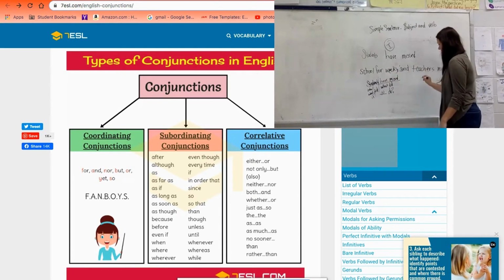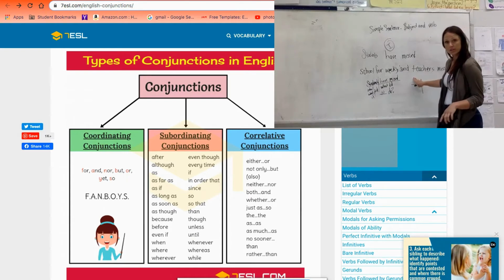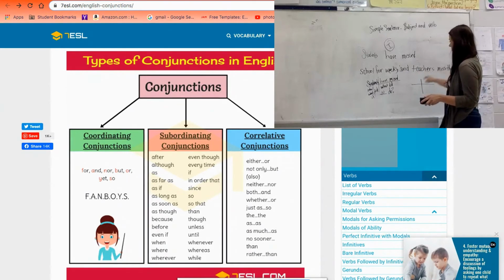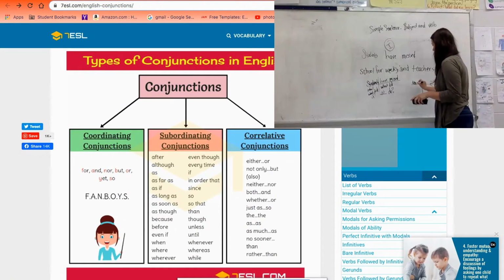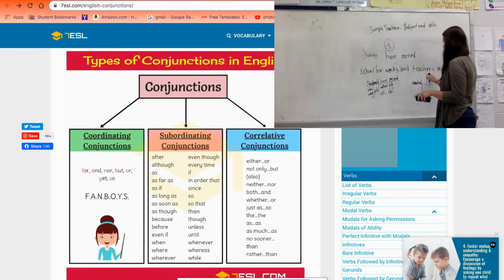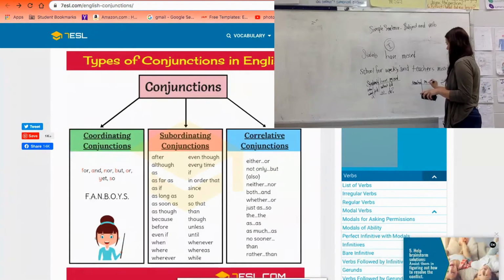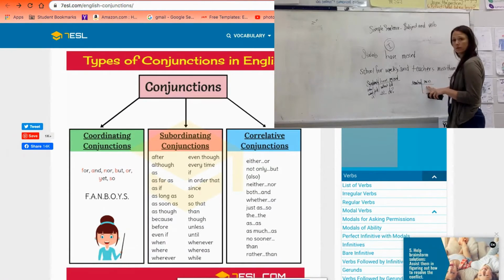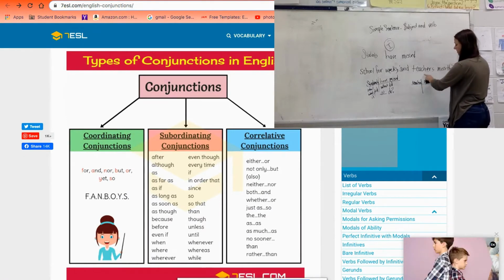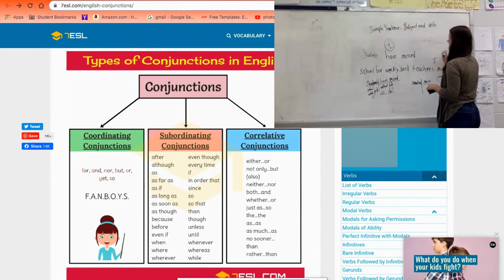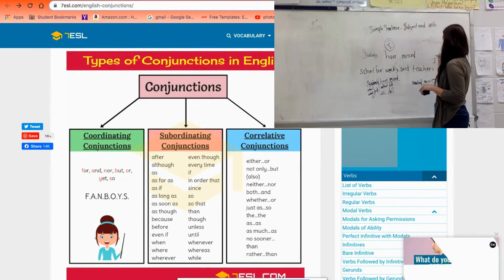So let's look at this next one. What is our first question? Who or what did it? Teachers miss them. Who or what did it? Teachers. What did teachers do? Miss. So now I know for a fact this is also an independent sentence because it has a subject and a verb, and this is an independent sentence.